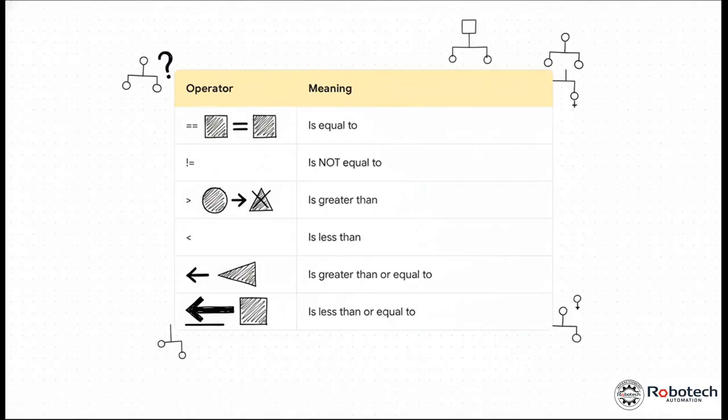And as you can see, they're pretty straightforward. We've got the double equals to ask, is this thing equal to that thing? We've got exclamation equals, which just means, is this not equal to that? And then you've got the ones you remember from math class, greater than, less than, and their cousins, greater than or equal to, and less than or equal to. These six little symbols are basically all you need to ask almost any question you can think of in your code.